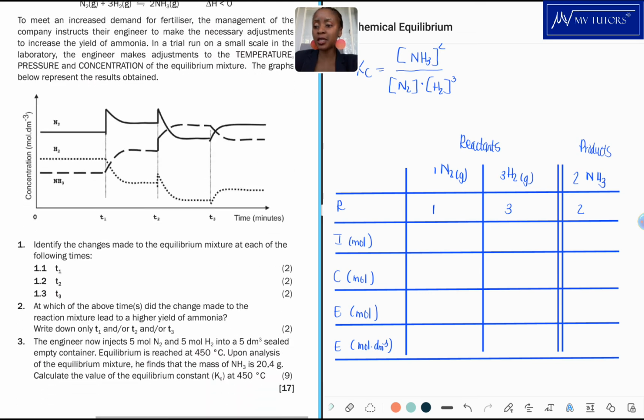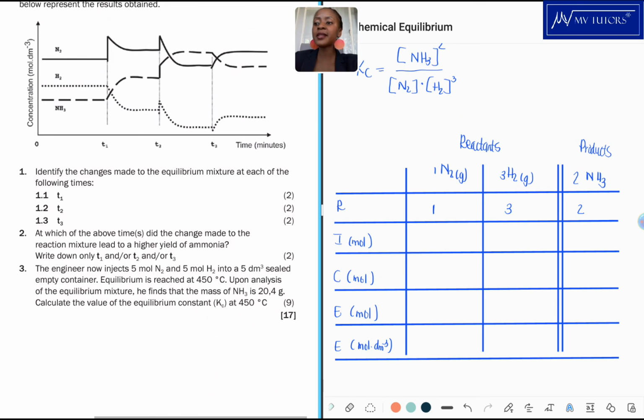Now, initially, they told us that this engineer injects 5 moles of nitrogen. Okay, so we have 5 moles of nitrogen initially. We also have 5 moles of hydrogen. Okay, and initially we don't have any products, so you always have 0 here. If you're starting from scratch, there aren't any products yet. Okay, so it's 0. Now, what is the change? So C in RICE stands for change.